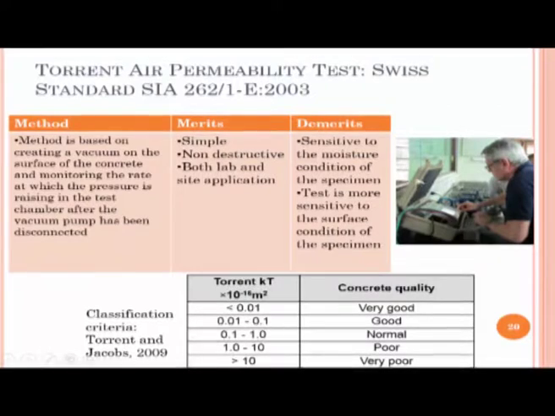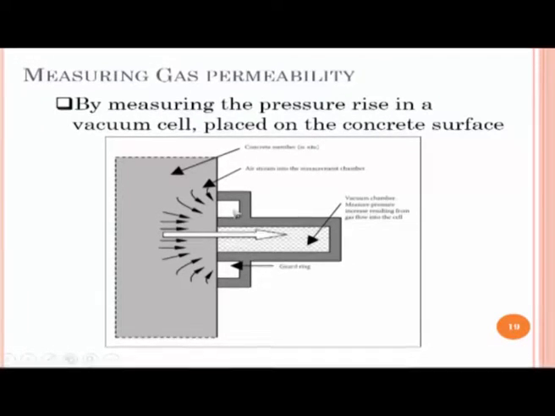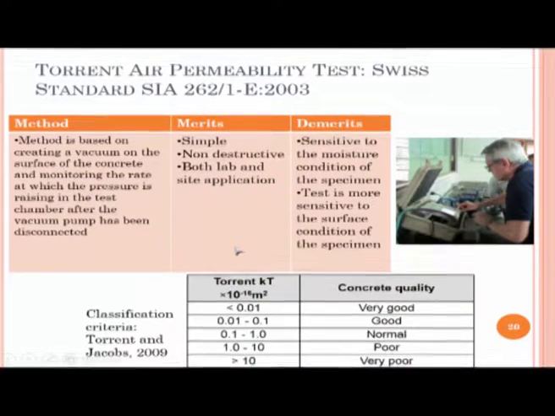Again, this instrument is shown here, it's in a box, and you can use this instrument in laboratory specimens as well as on site. You basically fix your chamber, that is the chamber that is shown here, you affix the chamber onto your concrete and apply vacuum. So when you apply vacuum, the regions close to the surface of the concrete are totally devoid of air. So what happens now? There is air from outside which now starts getting into the concrete and fills up this and changes the pressure in your chamber. It changes the pressure in your chamber, and that is what you are trying to measure. It is a simple test, it is non-destructive, and as I said before, it is suitable even for the site.